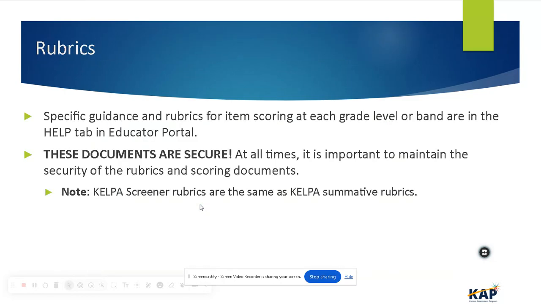Specific guidance and rubrics for items scored by age, grade level, and band are in the help tab of the educator portal. That's part of that KELPA training. It's the same rubric, so the people that have graded KELPAs in the past have been trained. These documents are secure, which means they can't leave your site, and they have to be locked up or shredded. So again, the screener rubrics and the summative rubrics are the same.